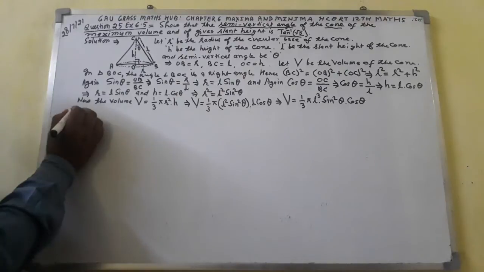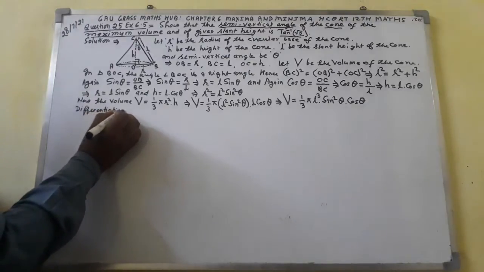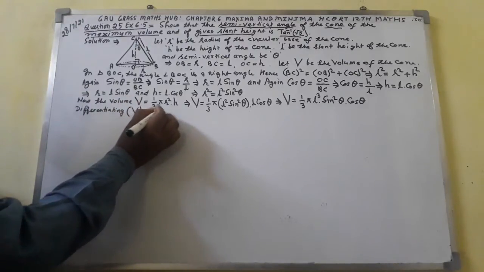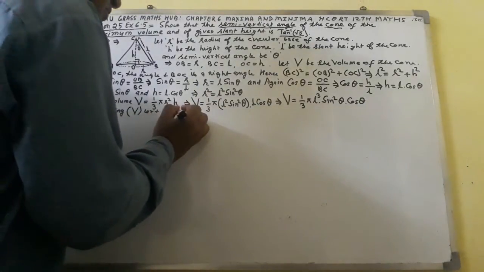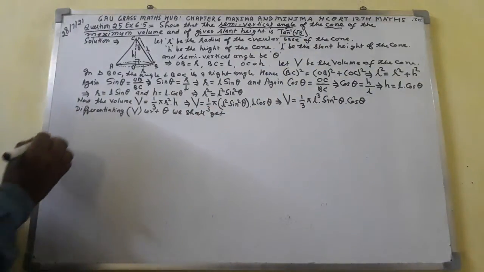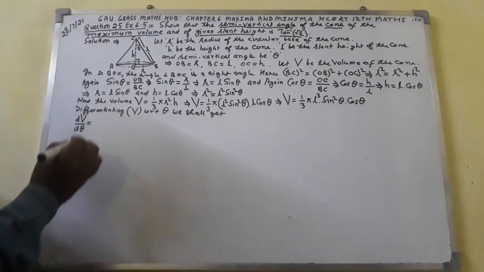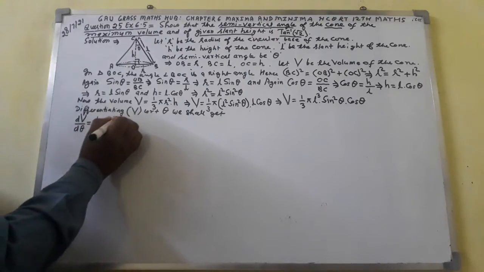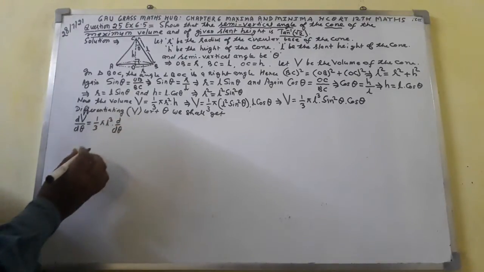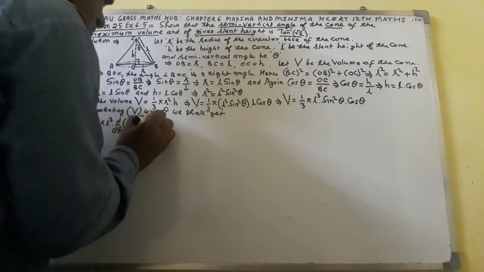So here I shall write: differentiating with respect to theta, we shall get dV over d theta equal to 1/3 pi L cube dot d over d theta of sin squared theta dot cos theta.